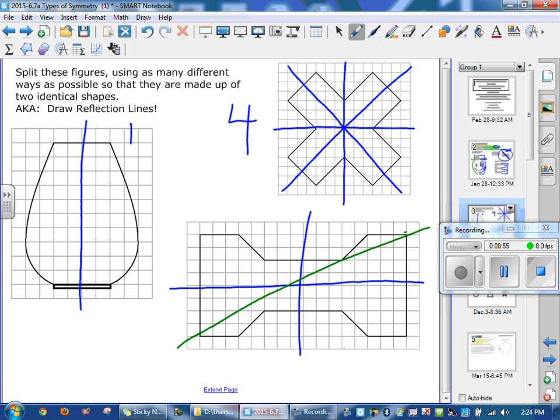It's only got 2 lines of symmetry. Diagonal, it doesn't work. Try it. It'll prove to you it won't. If it's a reflection, it won't work this way. I will prove to you that diagonally it won't work. Okay, on this question.